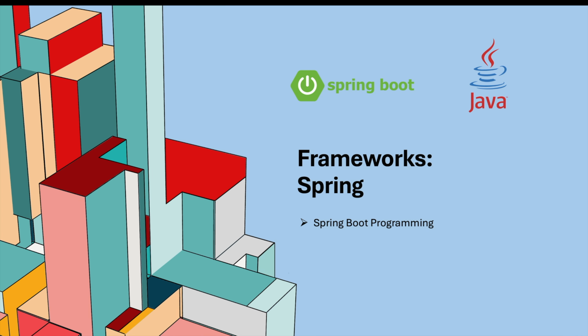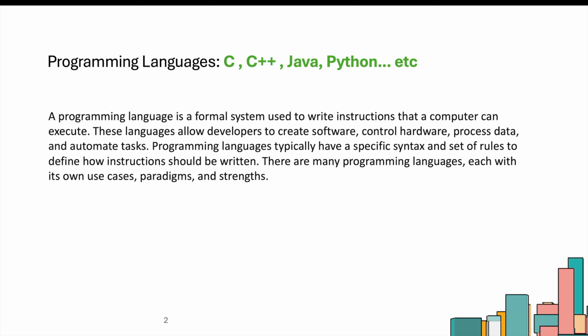Today we are going to learn about Spring. Before that, we should know programming languages. So we have C, C++, Java, Python, a lot of programming languages. Typically, we use programming languages to write some instructions. When we execute the instructions, the computer can understand the instructions and execute a particular task.